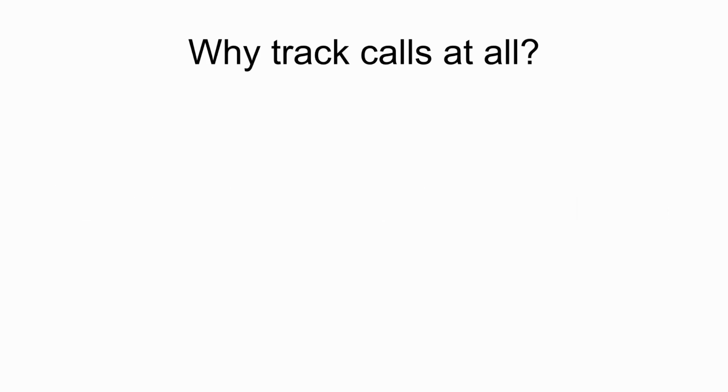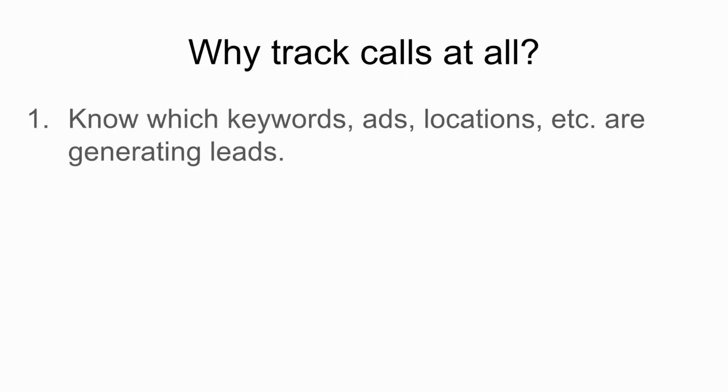So let me first talk about why you should track calls at all. If you're not using any program right now to track calls, I think that's a huge mistake. Basically, if you're using a software like CallRail, you're going to know which keywords, which ads, which locations, etc. are generating leads from your campaign. So when someone clicks on your AdWords ad, they land on your website, they're going to see a tracking number specific to them. So when they call that number, you will know where that call came from.